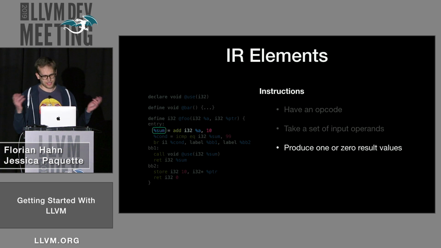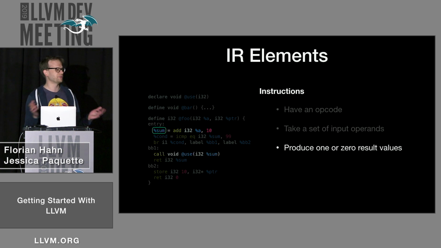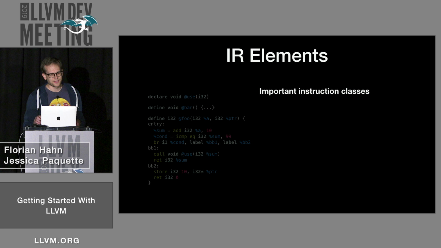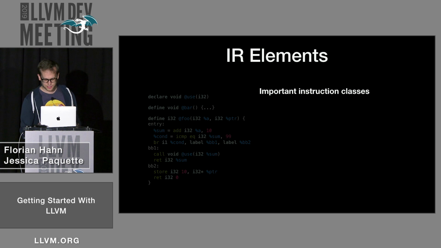In the example here, add, of course, produces the sum of its operands, but there are also instructions like a call of a void function that doesn't produce any result values. And you probably already noticed, like most constructs in LLVM IR, instructions are explicitly typed, so you have to provide the types of the arguments, the types of the functions you're calling, and so on. You'll see that all through the other IR elements as well. Now, as you can imagine, there's a large number of instructions in LLVM IR, but don't worry, we don't go over all of them. But let's highlight some important classes of instructions.